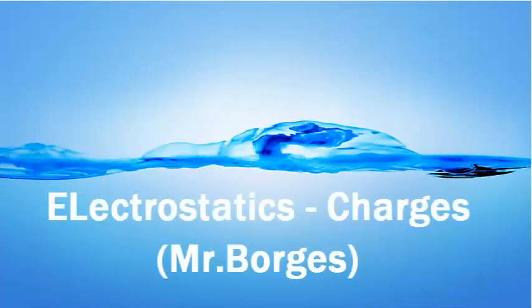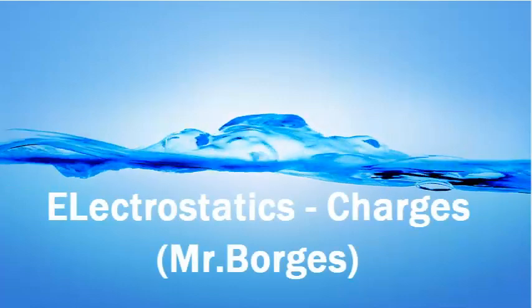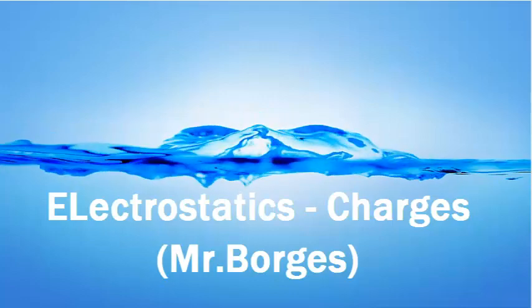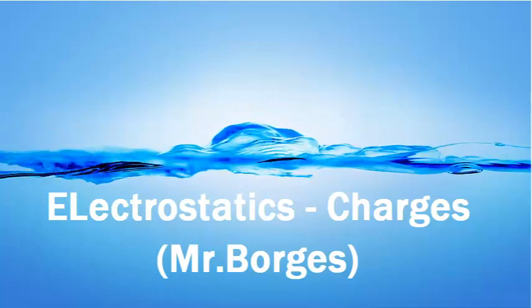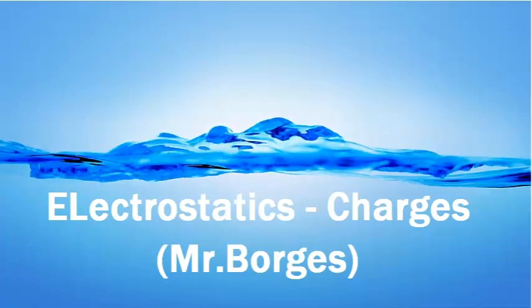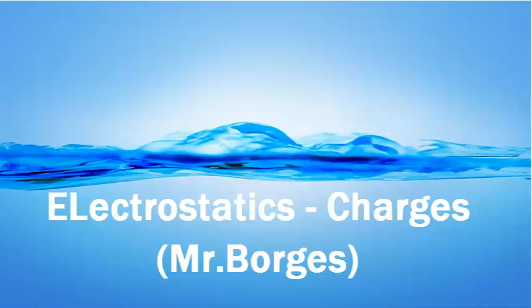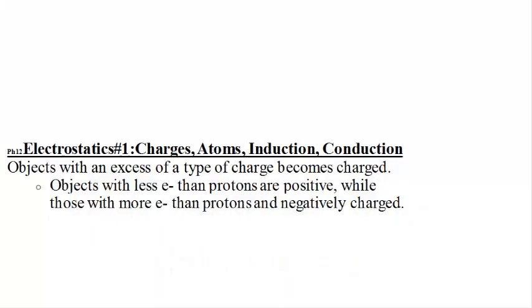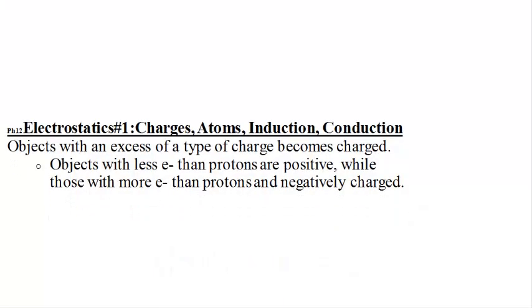This screencast is on electrostatics, and it will concentrate on charges and forces that exist between charges. So we start with the fact that all objects are made of atoms. Atoms will have positive and negative charges. When a material has an excess of negative charges, it's a negatively charged object. If it has a lack of negative charges, it would be a positively charged object.